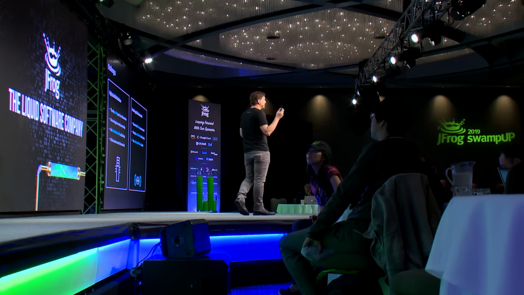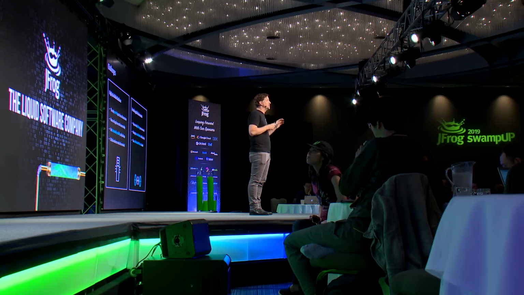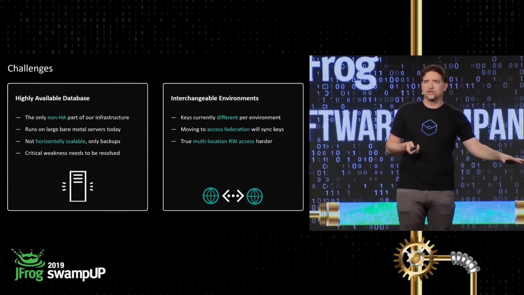The second thing that's a little bit of a challenge for us is this idea of interchangeable environments. Between Dallas and London, these two geographic hubs for the production system, the keys that you use are defined per environment. It makes it hard for teams to switch back and forth, and you can only have a single read-write location for your artifact. So for example, in the event of a failure, if Dallas goes down and that's my read-write location, I can still pull artifacts from London, but I can't update anything because my primary location is down.